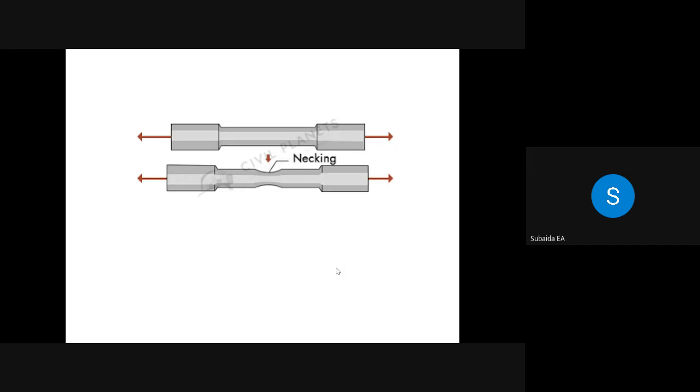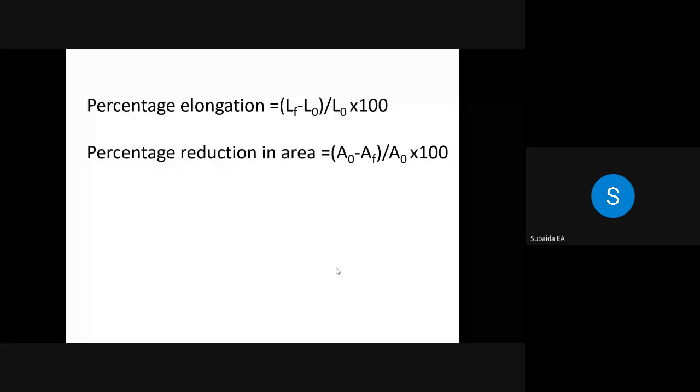And you have to calculate the percentage elongation. The percentage elongation is the final length, which is more than 5 centimeter, minus the initial length, in our case 5 centimeter, divided by the initial length into 100. That means this will be a percentage. Similarly, reduction in the area of cross section is A0, the initial area of cross section, minus the final area of cross section, divided by A0 into 100. That is the percentage reduction in the area of cross section.